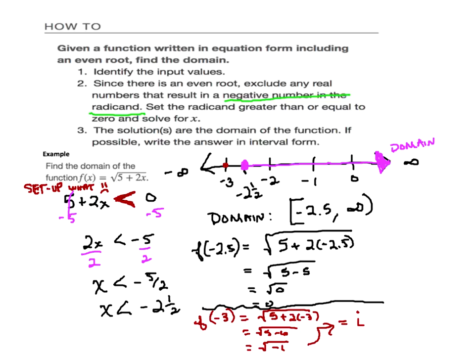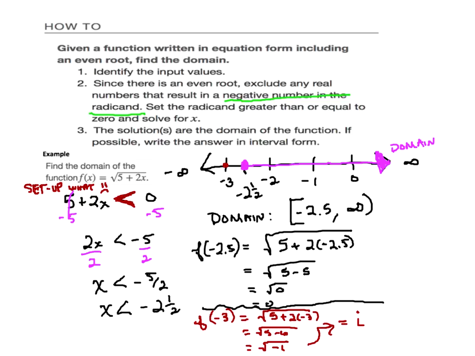The square root of -1 is i. That's an imaginary number, because there's no real number that you can multiply by itself and get -1. So every value that you plug into this function that is strictly less than -2.5 is going to result in an imaginary number. And we don't want to include that in our domain because our domain is asking what real numbers can we plug in and get real number values in our output, or in our range.